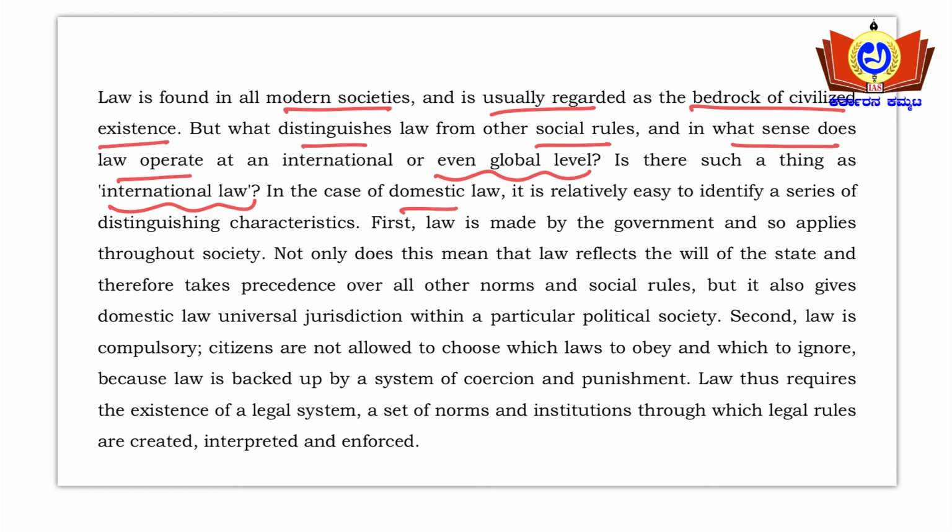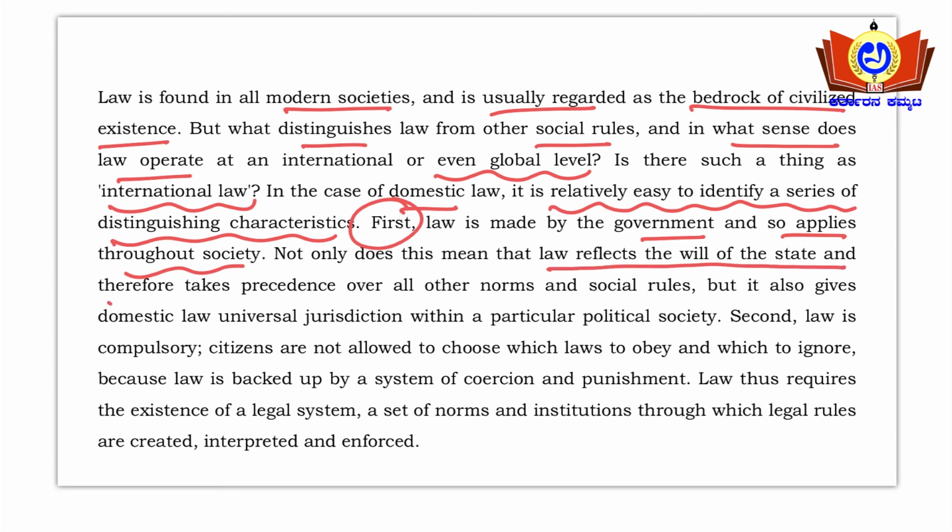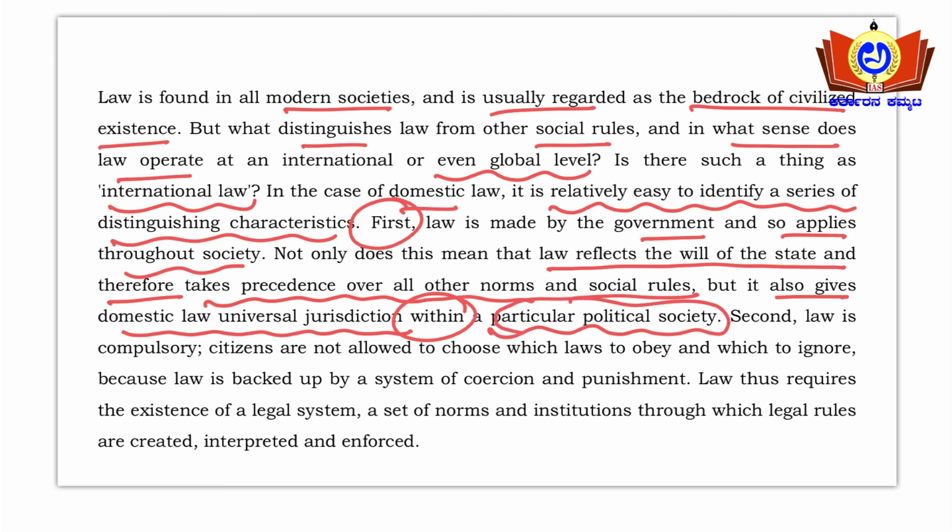In the case of domestic law, it is relatively easy to identify a series of distinguishing characteristics. First, law is made by government and so applies throughout the society. Not only does this mean that law reflects the will of the state and therefore takes precedence over all other norms and social rules, but it also gives domestic law universal jurisdiction within a particular political society. This is the first case, where law is dealt with at the domestic level, that is, to our society only.